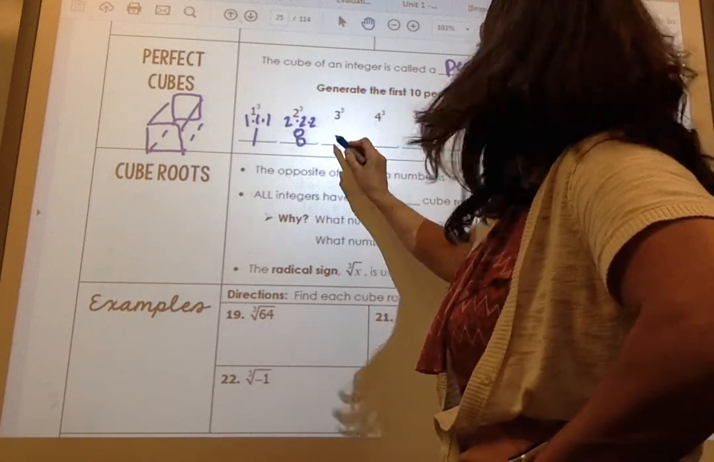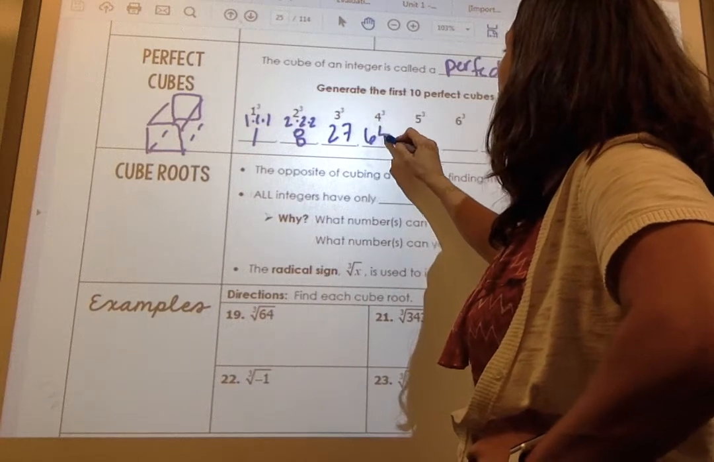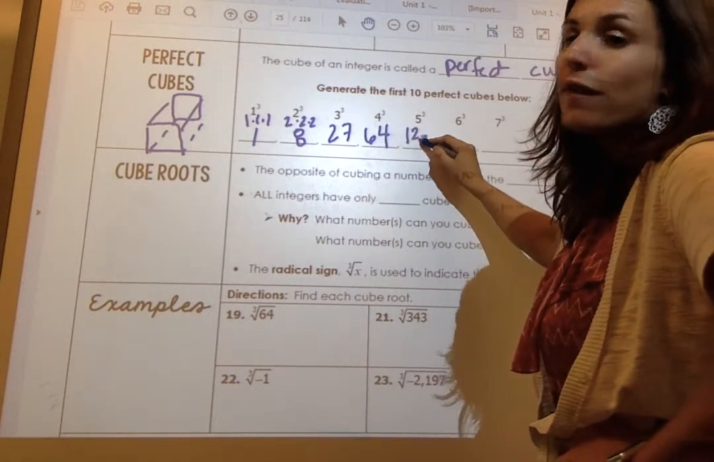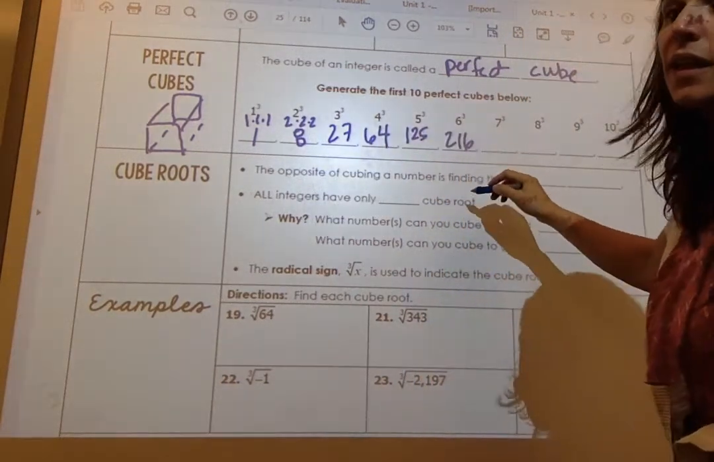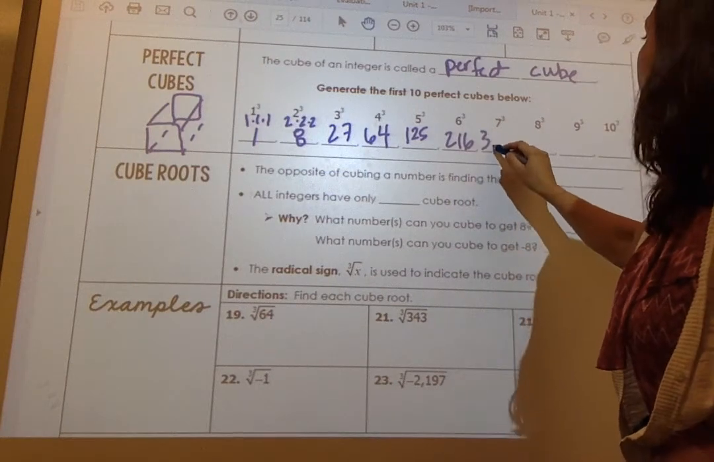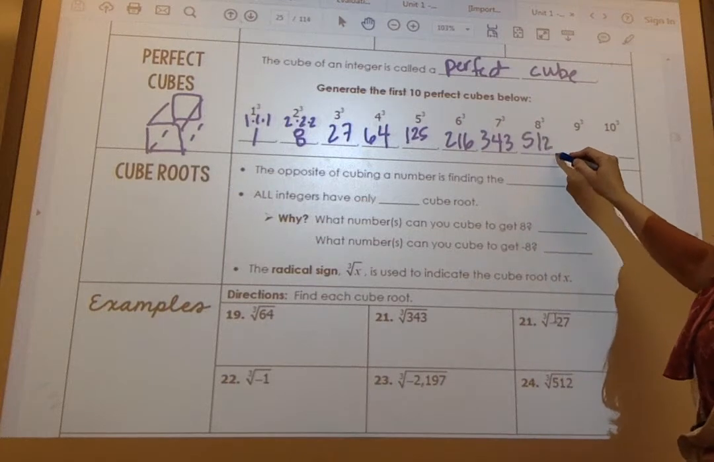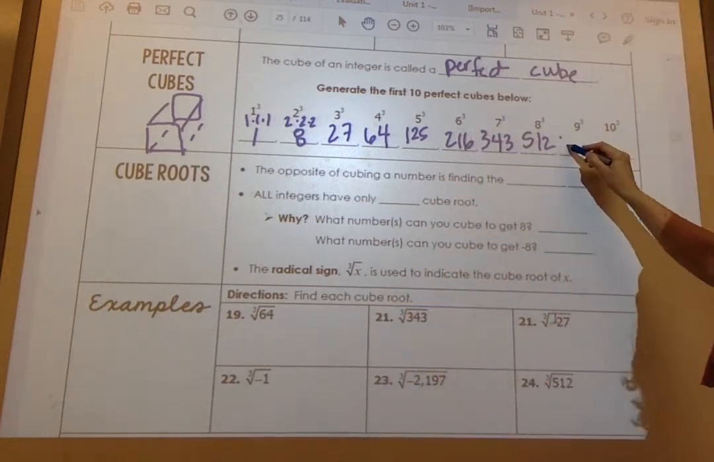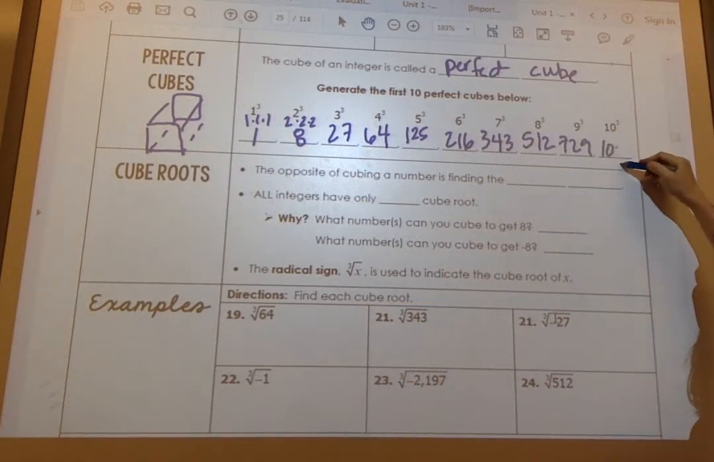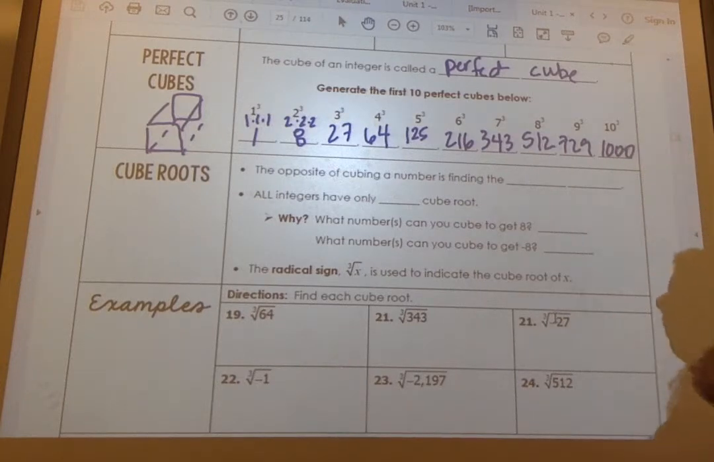So we should have 27, 64, 125, 216, 343, and of course I am cheating on these, and I'm looking at my notes. 512, 9 cubed is 729, and 10 cubed is 1,000. Okay? All right, so now let's look at cube roots.